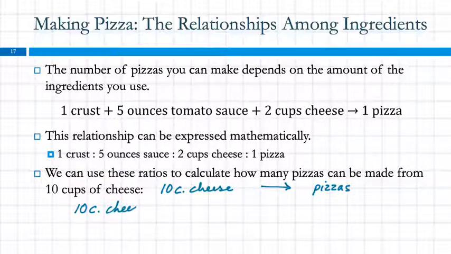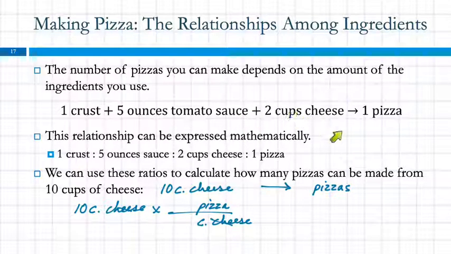10 cups of cheese. I'm going to pizzas. That's my unit. And down here, I want cups of cheese. And I put those in so the units work out. And then I look at the balanced equation. There are 2 cups of cheese for every 1 pizza. So I end up with 10 divided by 2, which is 5 pizzas.